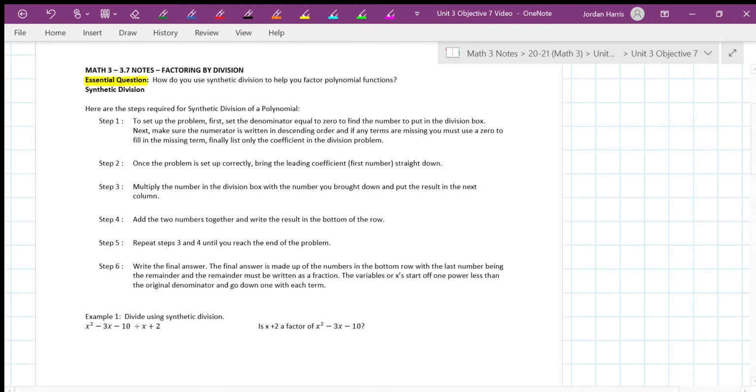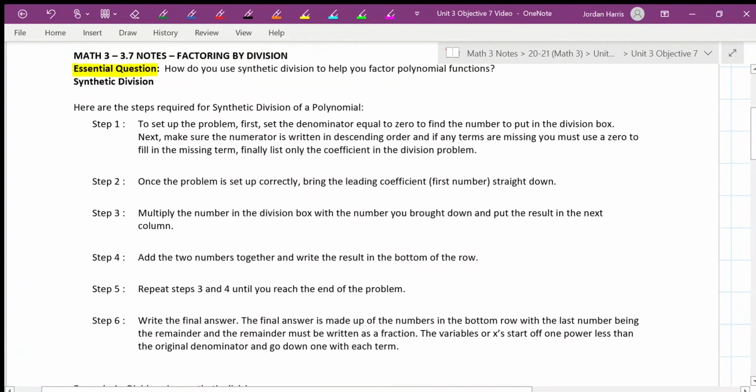Okay. So here are the steps required for synthetic division of a polynomial. Step 1, to set up the problem, first set the denominator equal to 0 and find the number to put in the division box. So the thing we are dividing out is a 0. So if they give you a factor, you have to find the actual value of x.